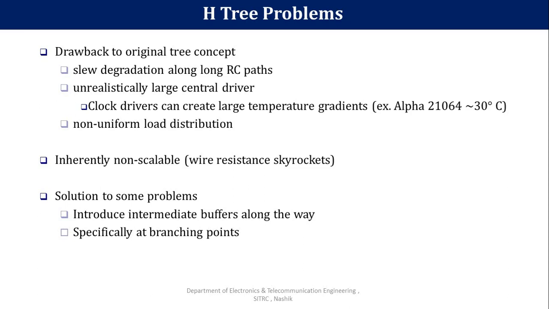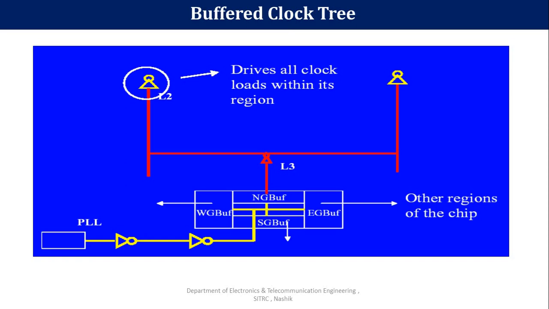First, we can introduce intermediate buffers along the way. Means we can add the buffers to make more equal clock delays or clock skew, and also restore the clock network. Then specifically at branching points, we can add these buffers. This is the solution. This is the structure of buffered clock skew after adding the buffers.